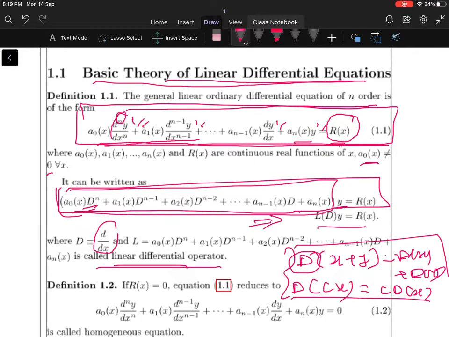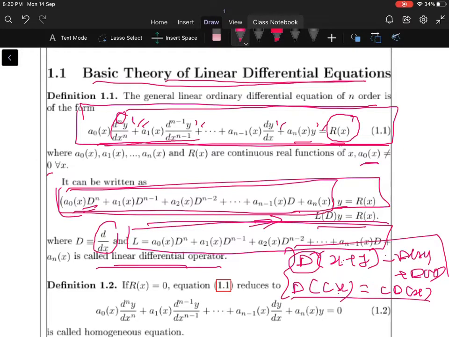Therefore, here you can observe, suppose d by dx of x plus y, definitely we can write d of x plus d of y. We can separate it and we can differentiate. So this L satisfies these two conditions. Therefore, this is called a linear differential operator. This operator satisfies the linearity condition.